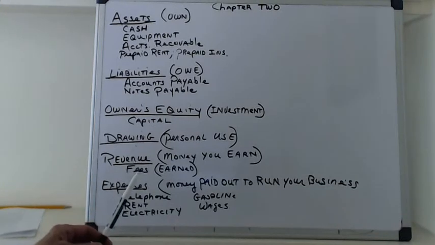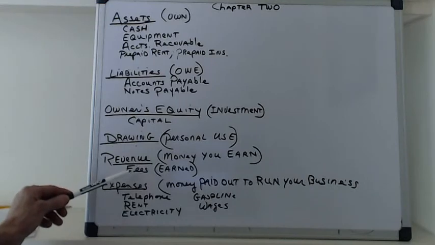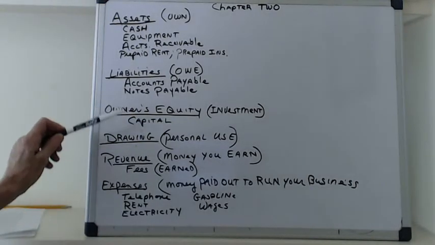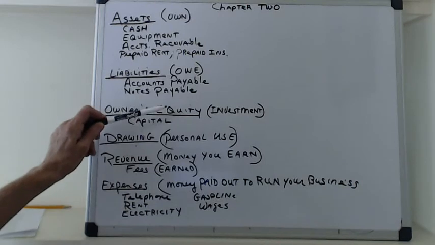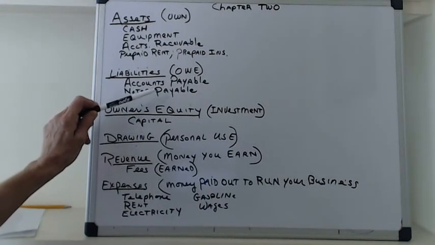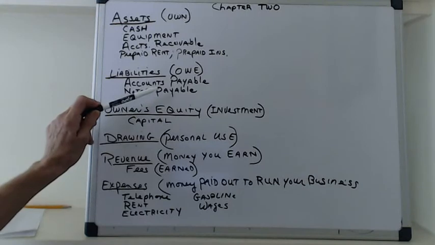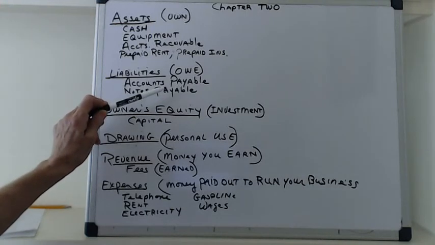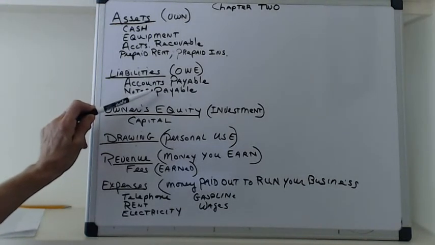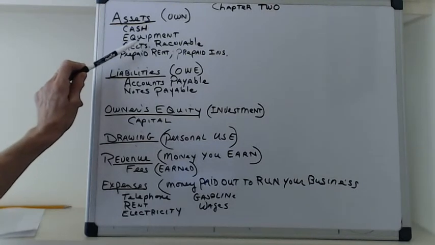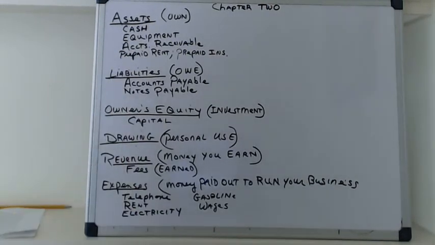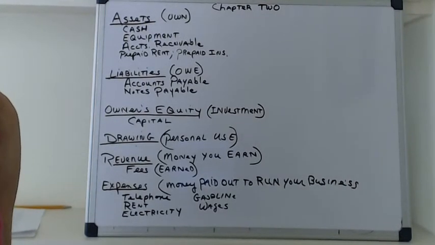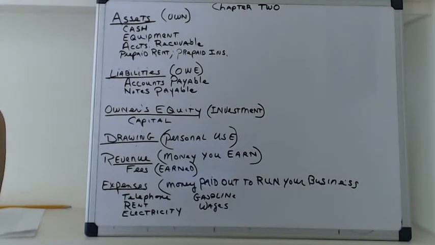So if I say to you, where is your rent going that you'll be paying? That is an expense. Fees that you're earning would be a revenue. Withdrawal for personal use would be the drawing. An investment by the owner is the owner equity. An account payable, money that you bought and charged to your Visa bill, is a liability. And anything you buy, equipment, or a customer owing you money is an asset. So these are the categories that we're going to be using, and you need to become very familiar with it.